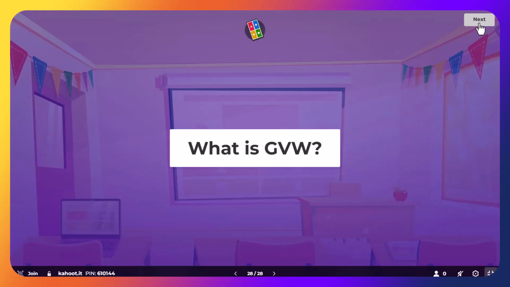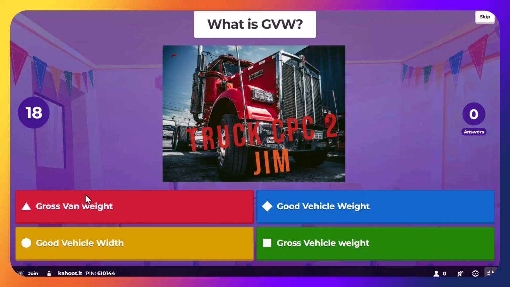GVW. Gross van weight, it's not a van. Good vehicle weight, possibly. Good vehicle width, gross vehicle weight. It's gross vehicle weight. The formula for that is the vehicle, fuel, and load.